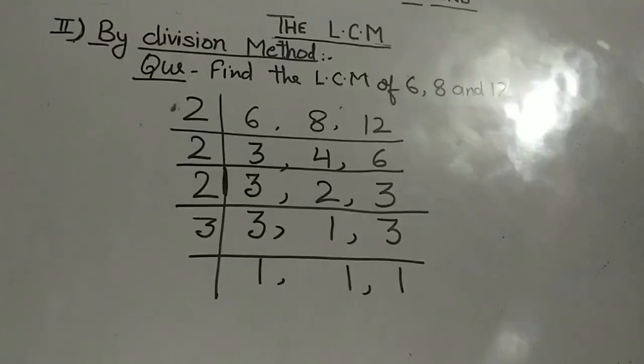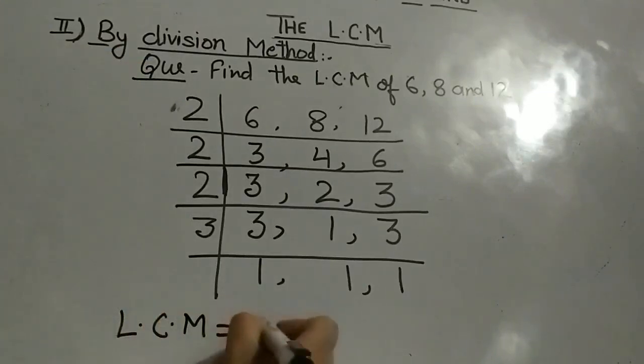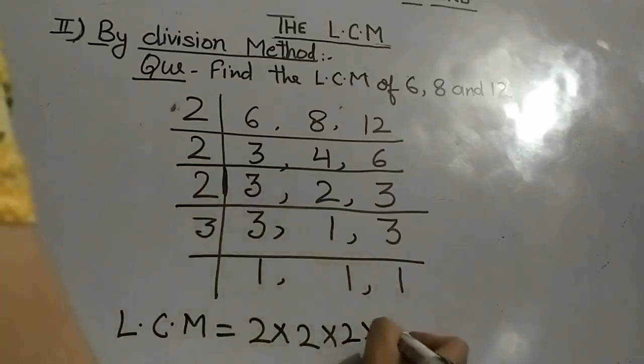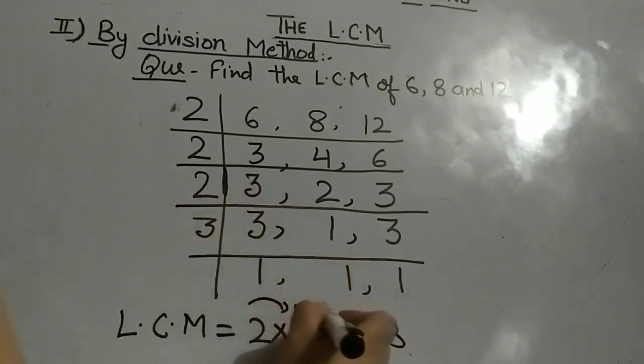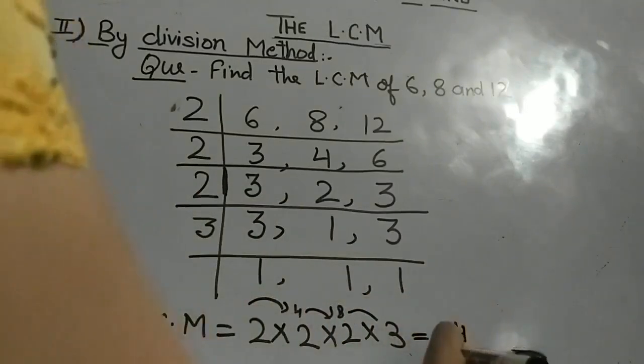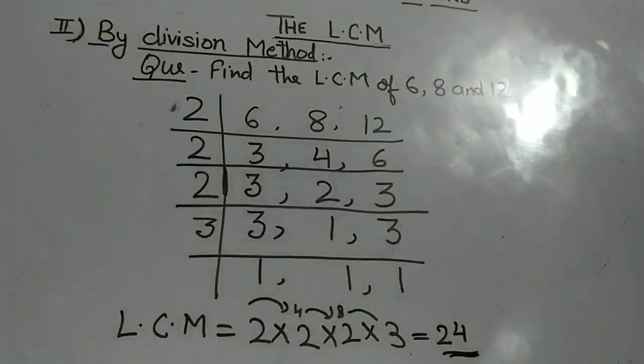Now we will find out the LCM by multiplying these factors. 2 multiplied by 2 multiplied by 2 multiplied by 3. 2 2s are 4, 4 2s are 8, 8 3s are 24. So our LCM is 24.